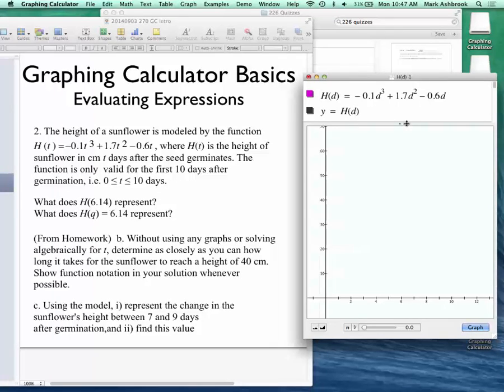So I want you to talk to the person next to you. What are we going to see? First of all, is it going to graph anything? Am I truly telling the graphing calculator to graph something? And if so, what? Okay, talk to the person next to you. Go.